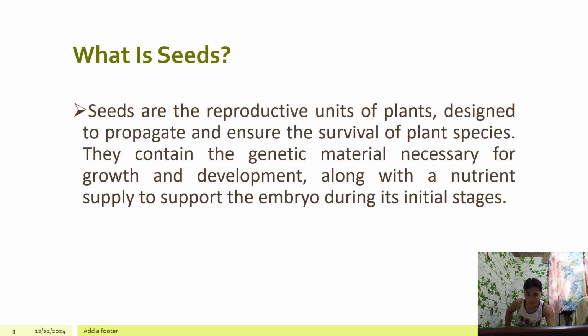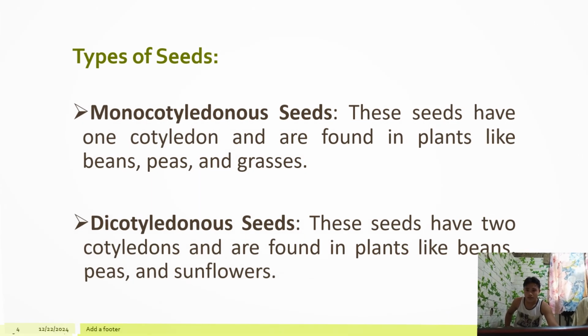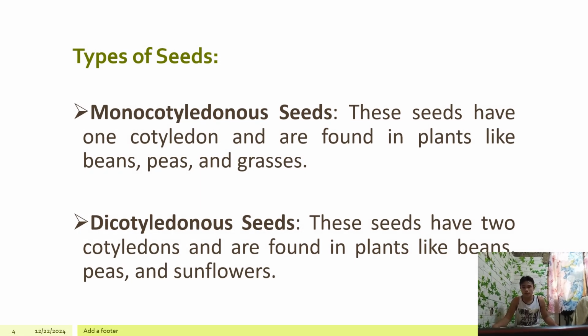Now let's proceed. There are two types of seed. Number one will be monocotyledonous seeds, also known as monocots. These seeds have one cotyledon and are found in plants like beans, peas, and grasses. Cotyledons are the embryonic leaf, or the first leaf, which will provide initial nutrients for the young plant before the real plant can photosynthesize and harness nutrients.